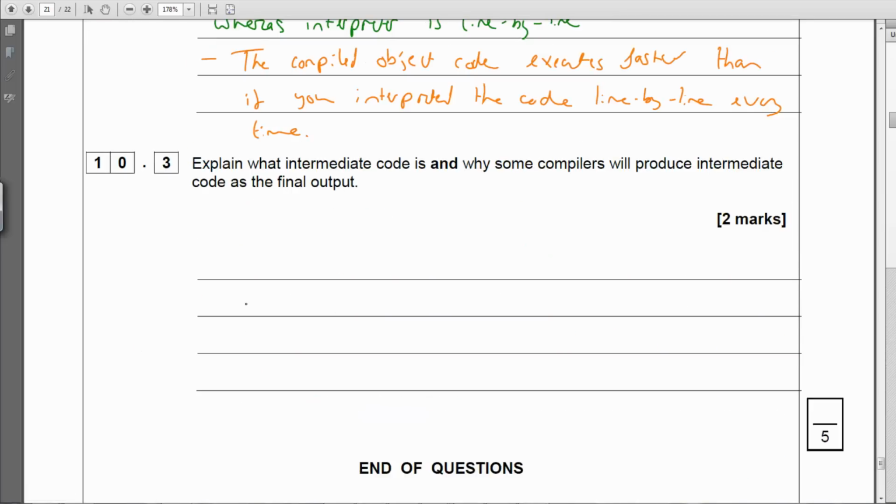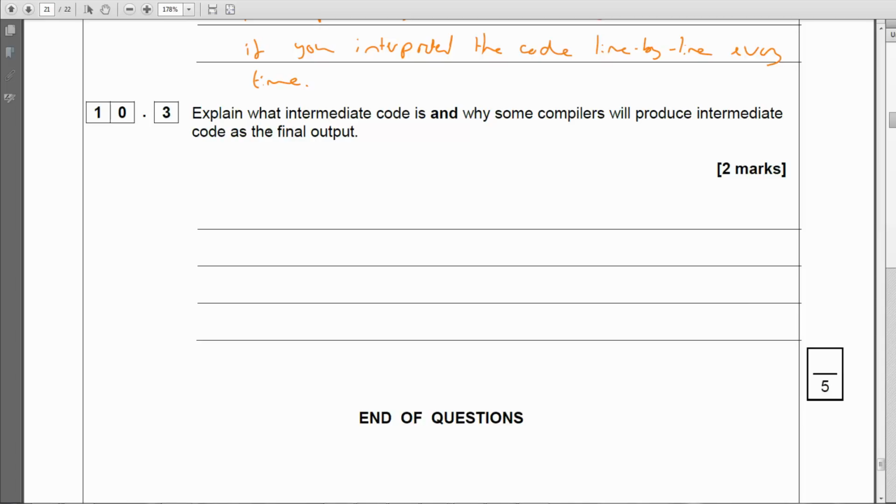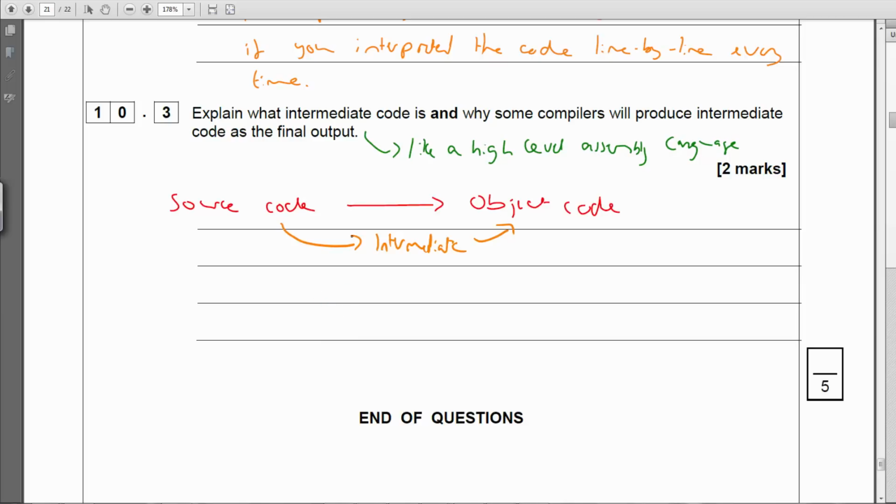Okay, next question, and final question, good news, is explaining what intermediate code is and why some compilers will produce it as the final output. The way I think of intermediate code is like a high-level assembly language. It's kind of like a bridge in between the source code and the object code or machine code, essentially partially translated code.